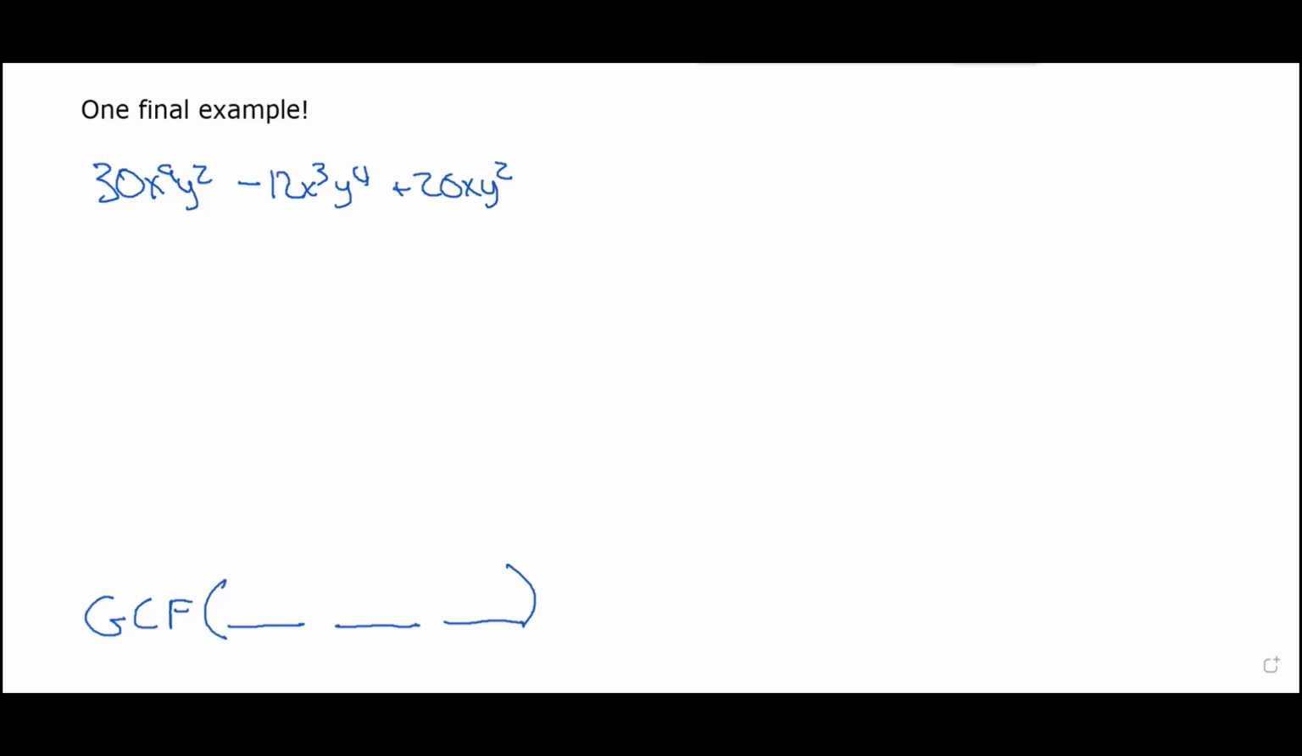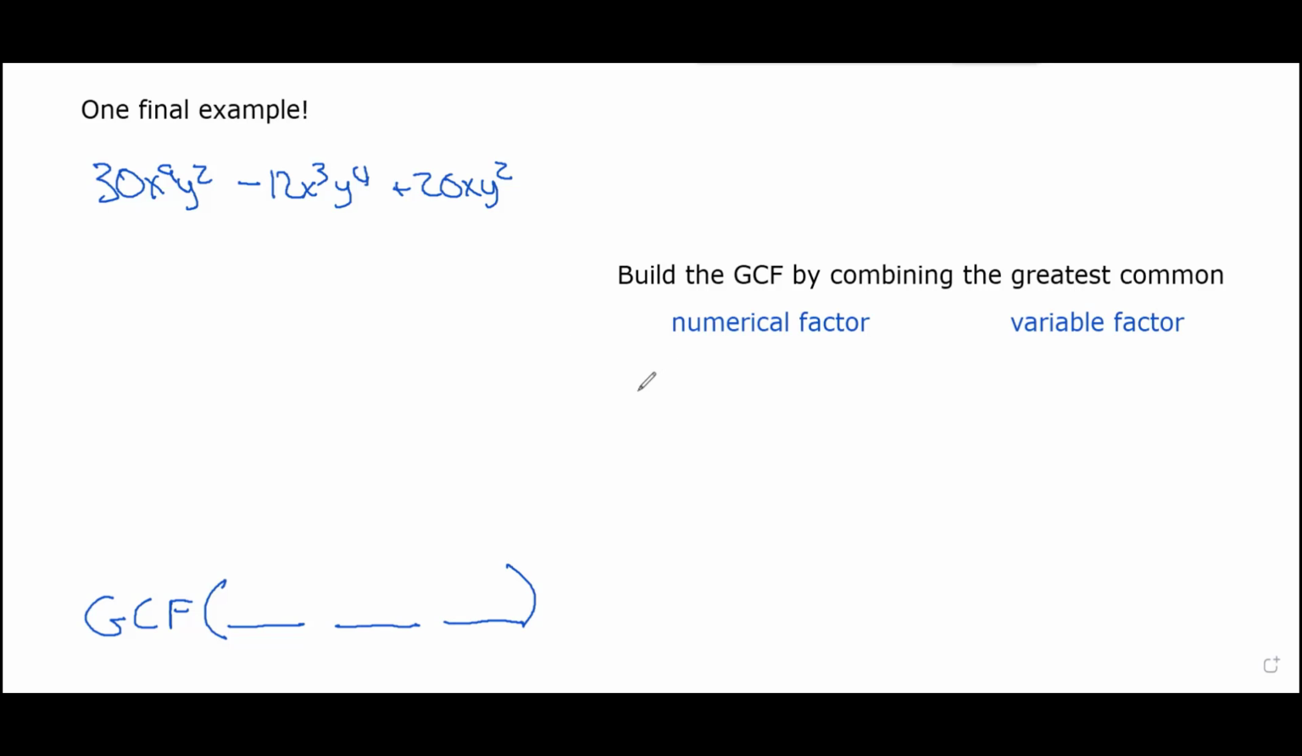All right, let's work through one last problem. 30x to the 9th y squared minus 12x cubed y to the 4th plus 20x y squared. This time our expression has 3 terms, so our final factored form will look like this. Our GCF multiplied by a quantity containing 3 terms. Let's build our GCF starting with the greatest common numerical factor. Our 3 terms have the coefficients 30, 12, and 20. And we're trying to find a number that divides into all 3 evenly.